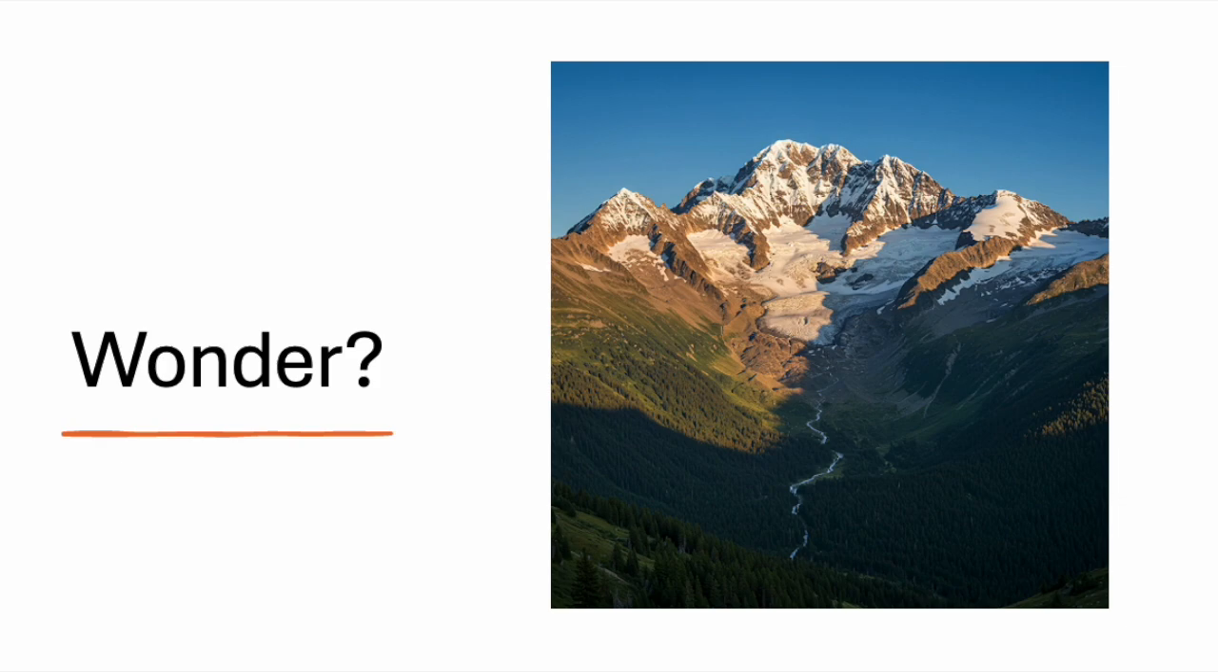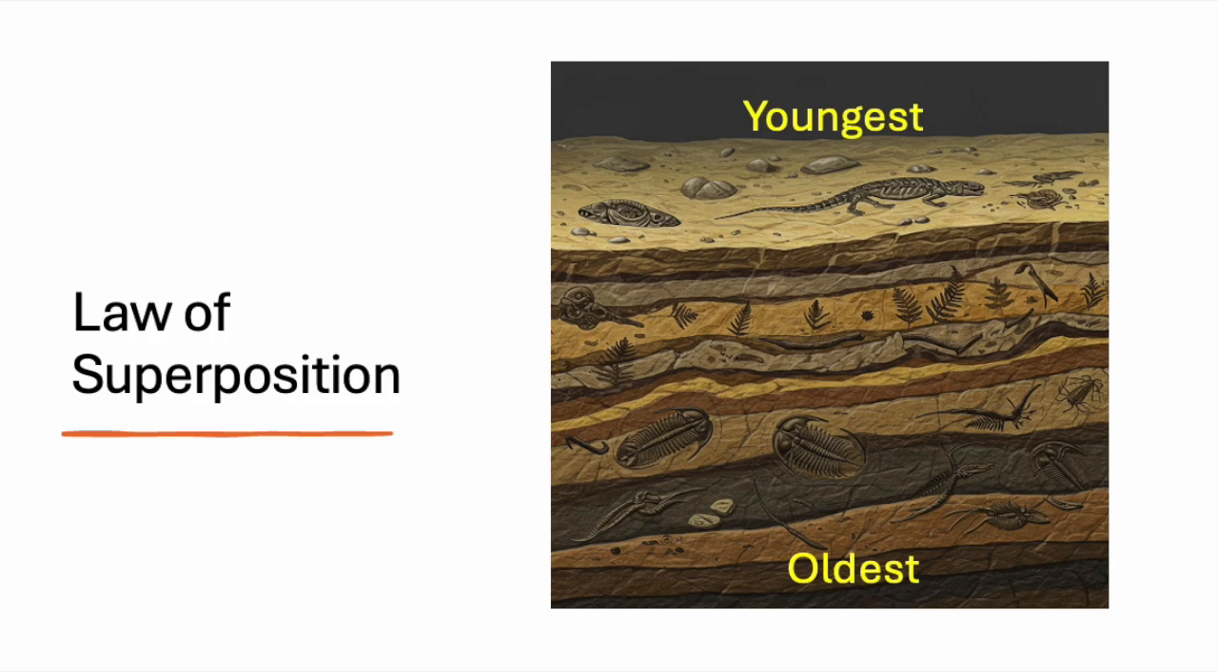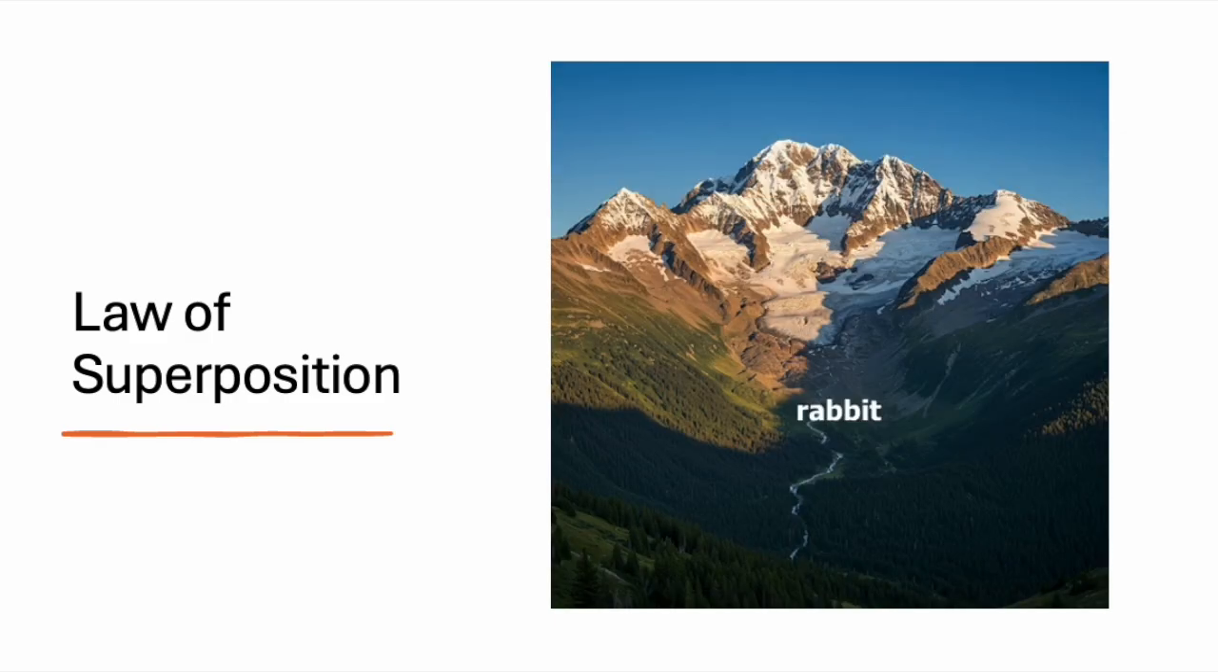One of the earliest methods used to estimate Earth's age was based on the law of superposition. This law states that in sedimentary rocks, the oldest layers are at the bottom and the youngest layers are on top. Imagine that a rabbit died and was buried by some sediments at the base of this mountain.